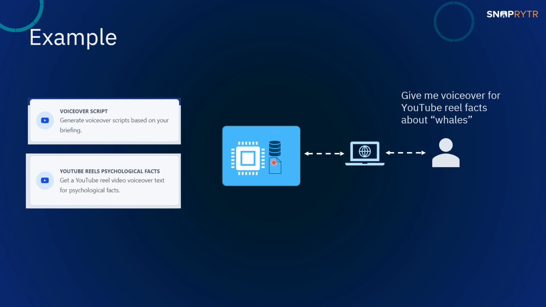This means the AI agent will automatically call this API first. It will create a step: get the facts, provide them to the voiceover script, and return the voiceover script on whales. So this is how an AI agent works.